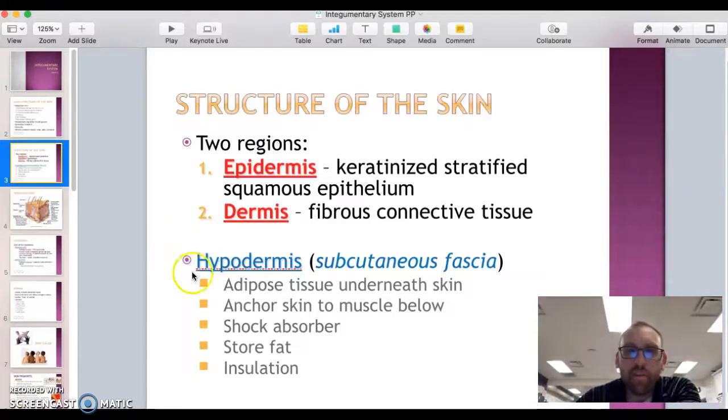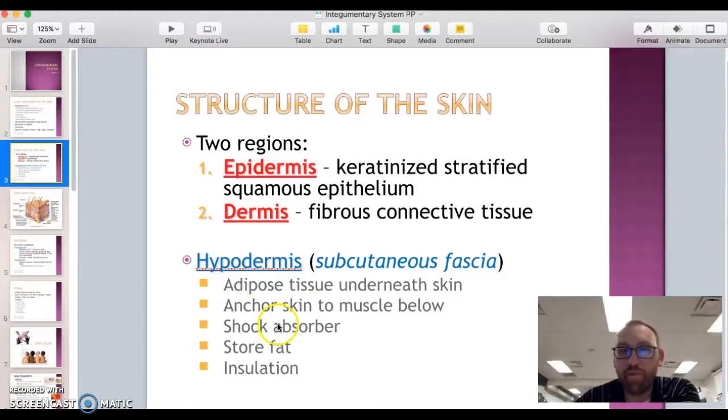And then there is what is called the hypodermis, but the hypodermis is not really considered part of the skin. Hypo is below the dermis, and this is your fat layer. Some people don't consider it part of the skin. But it's the fatty layer that's made of adipose tissue, a connective tissue that's essentially fat. This is what really helps insulate your body. It also helps anchor the skin to the muscles below.